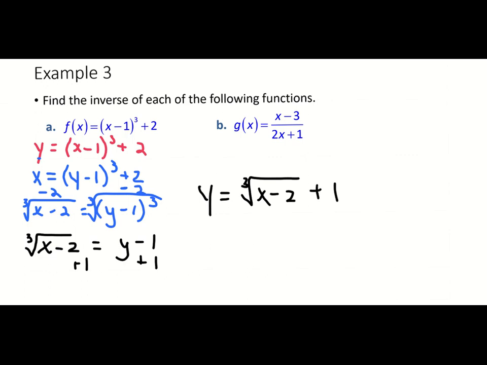Now, the final thing you want to do is replace your y with your function notation. So to show that it is the inverse of a function, I'll do f of negative 1 of x equals the cubed root of x minus 2 plus 1. And that plus 1, because it's outside the radical over here, is going to be outside the radical in your final answer.